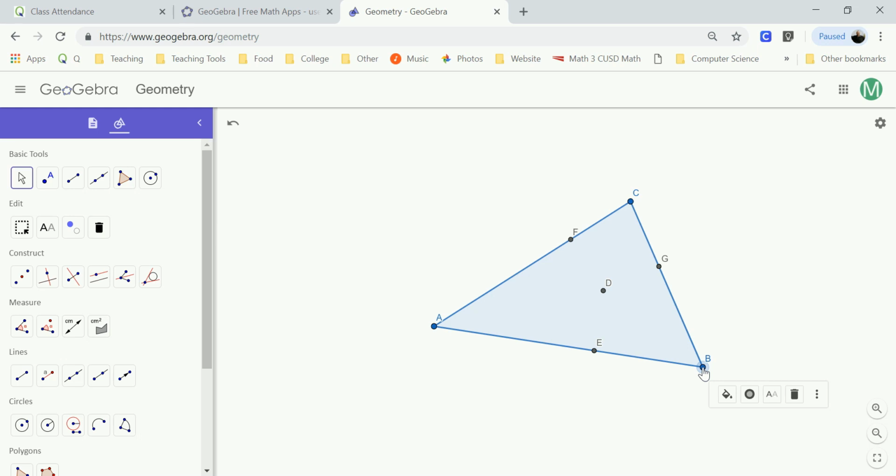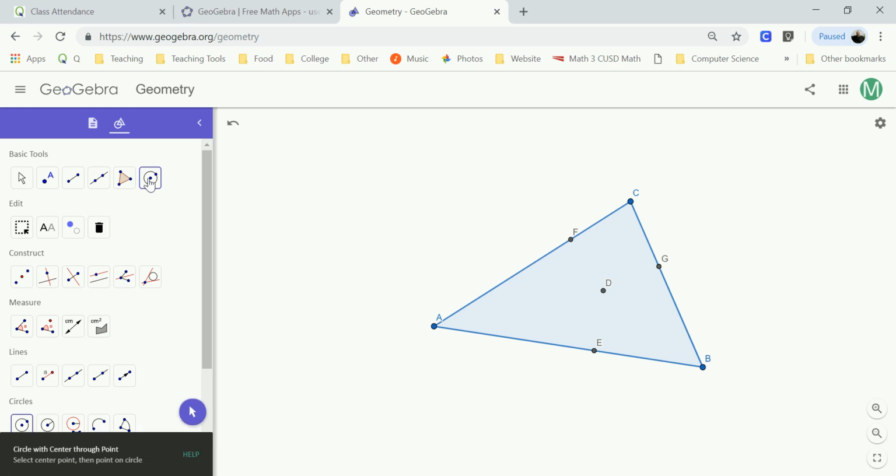What do you guys think is going to happen here? Any hypotheses? In terms of the incenter and the distance to each side of the triangle? What's that?